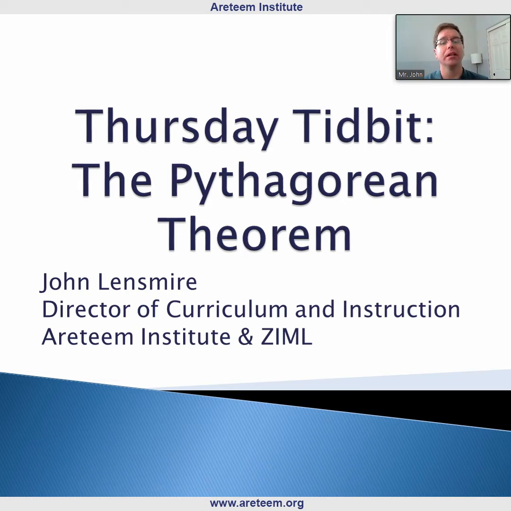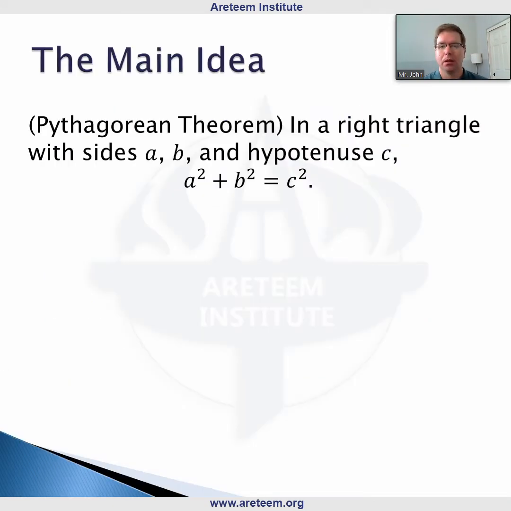The Pythagorean Theorem. Now, this is a theorem that probably a lot of you have heard of before, right? It's a right triangle, so we have two sides of the triangle that are perpendicular to each other, and we know that they form a right angle, and then we have our hypotenuse. So our triangle has these three sides, A, B, and C.